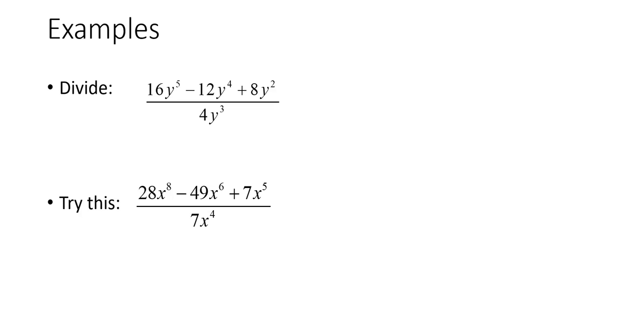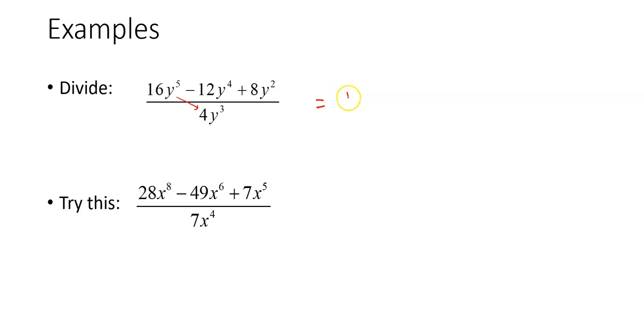All right, look at the third one. For the third one, I've got y to the third on the bottom, and I've got other terms up on the top. So take your 16y to the fifth, divided by a 4y to the third. So maybe you don't have to write each one out now. Maybe you're starting to see how this works.